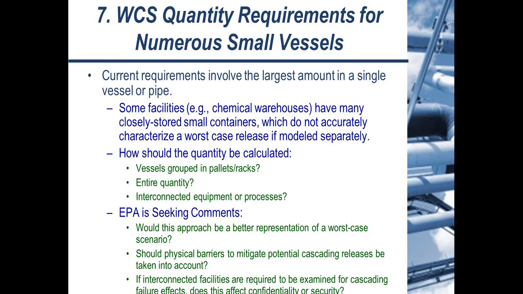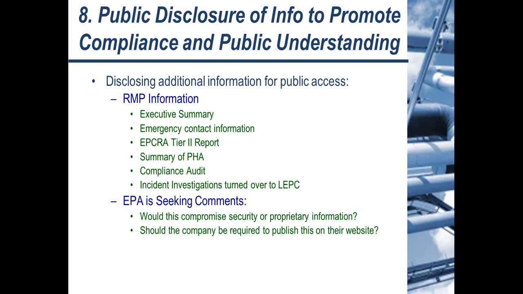Number 8, public disclosure of information to promote compliance and public understanding. You can look at some of this stuff through RTK. However, would it be better if they go ahead and disclose additional information, say the executive summary, emergency contact information, your EPCRA Tier 2s, summary of PHA, compliance audit, and incident investigations turned over? Obviously, what they're looking at is, would this compromise security or potential proprietary information? And should the company just go ahead and be required to publish this on their own rather than having to go through EPA or other websites?